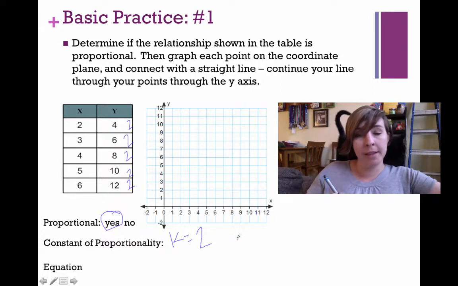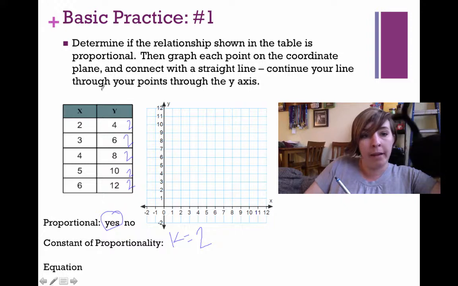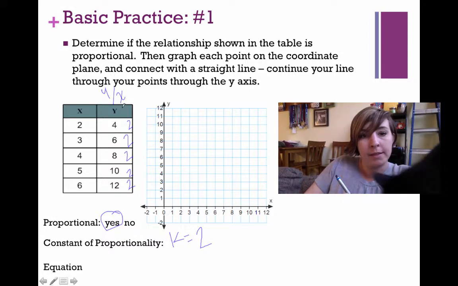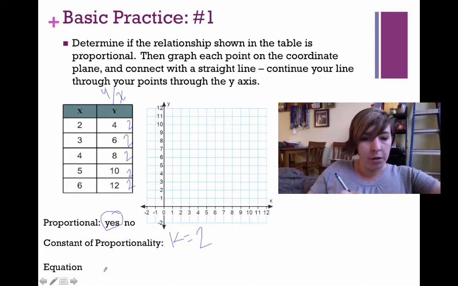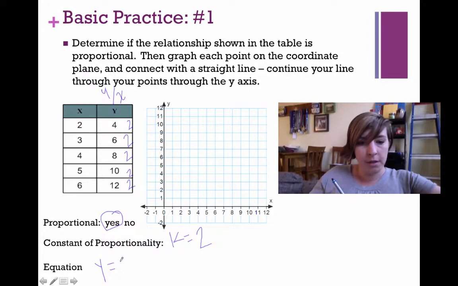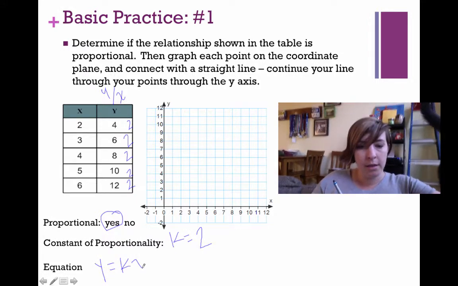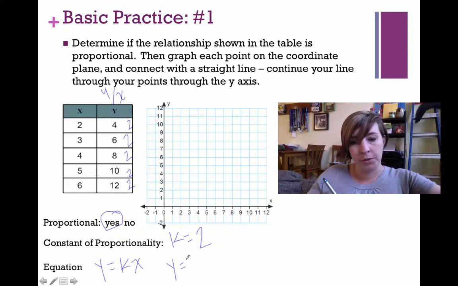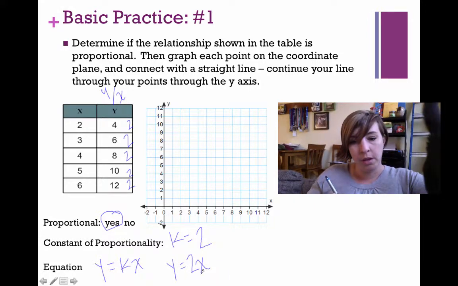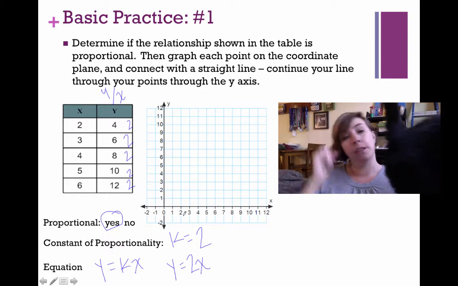Remember, to find the constant of proportionality, you divide y divided by x, which means our equation is going to be y equals k times x, and for this one, it's going to be y equals 2x. So let's go ahead and graph this now.